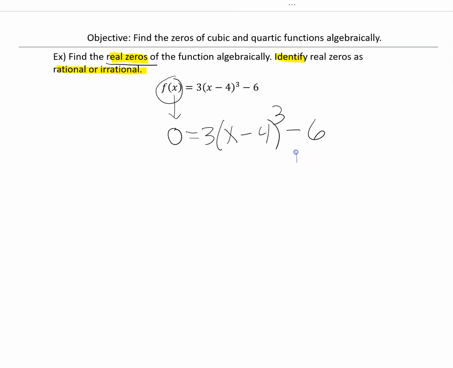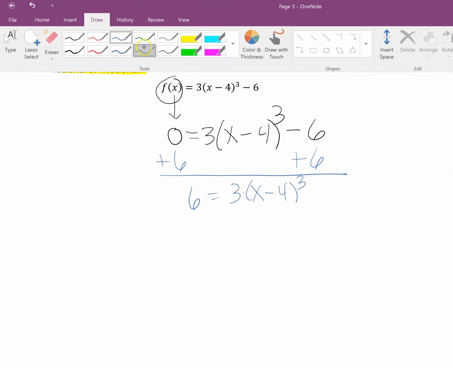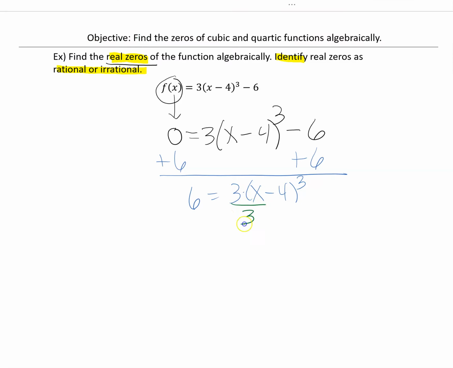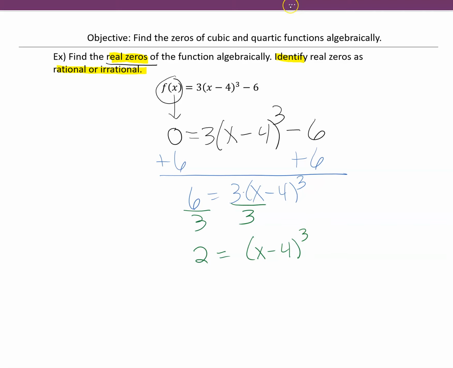So undoing addition or subtraction outside the parentheses first, we would undo this subtraction and add 6 to both sides. Then we would undo this multiplication times this 3. We're again working in the reverse order of operations. We divide both sides by 3. So now we have 2 equals this quantity cubed. Now we would undo the exponent that's outside the parentheses.